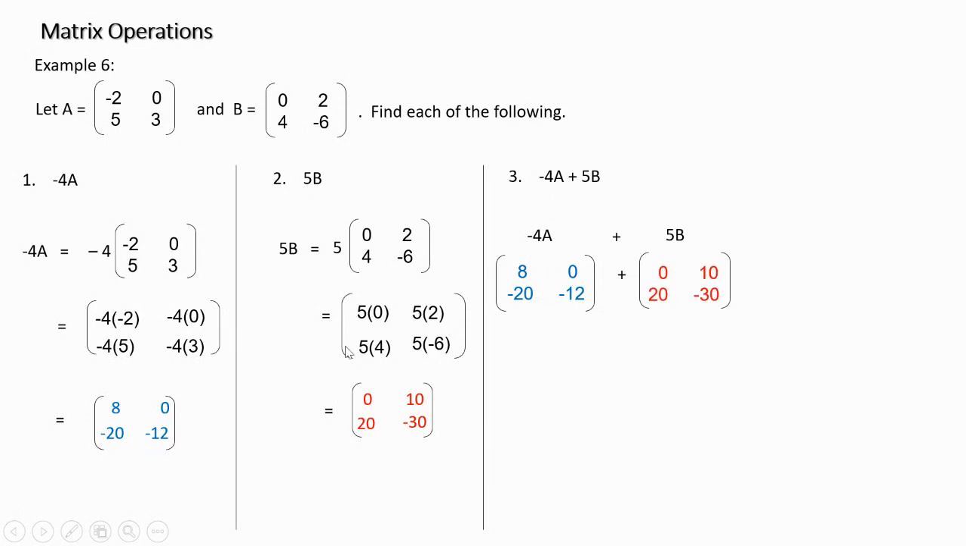Now we're going to do what we did at the beginning when we added matrices. So it's going to be 8 plus 0, 0 plus 10, negative 20 plus 20, and negative 12 plus negative 30, which is going to give us 8, 10, negative 20 plus 20 will give us a 0, and negative 12 plus negative 30 will give us a negative 42. That's my result.